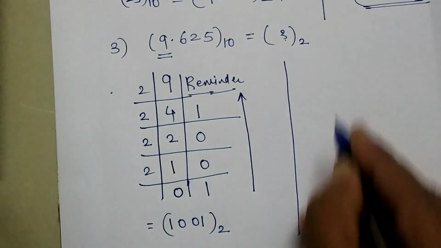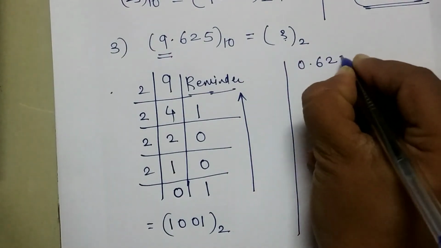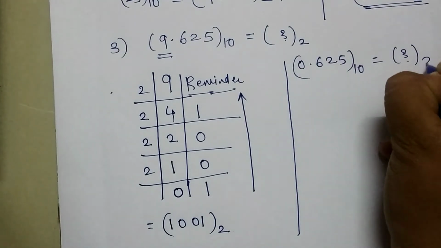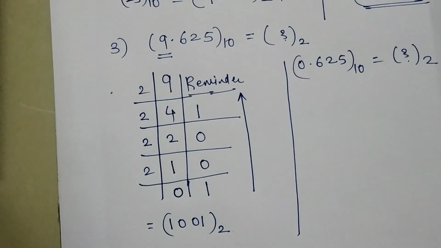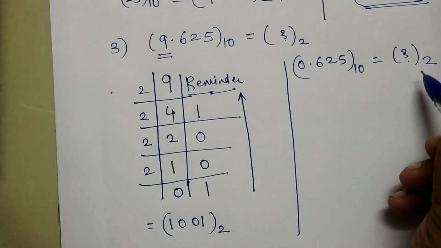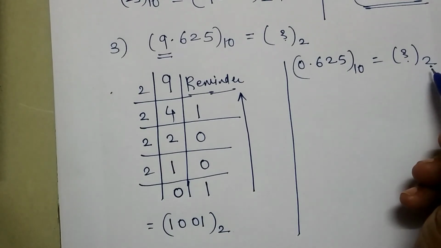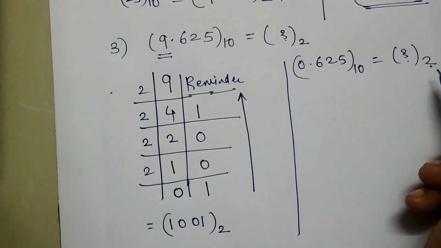Now we will consider 0.625 to the base 10. We have to convert this into an equivalent binary number. How can we convert this? As we have already discussed, for the fractional part we have to multiply it by 2. Why do we multiply it by 2? Because the base of the system is 2. And record the carry in the integer position. The fractional part is again multiplied by 2 till the fractional part becomes 0. And then we take the carries in the forward direction.